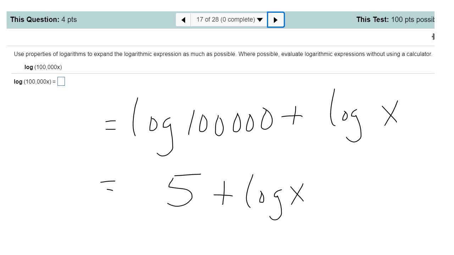In this question, we're asked to use the properties of logs. If you recall, 100,000 times x can be written as a sum or an addition problem. Then using my calculator or just your knowledge of logs, you can simplify log of 100,000 to be 5. The answer is 5 plus log x.